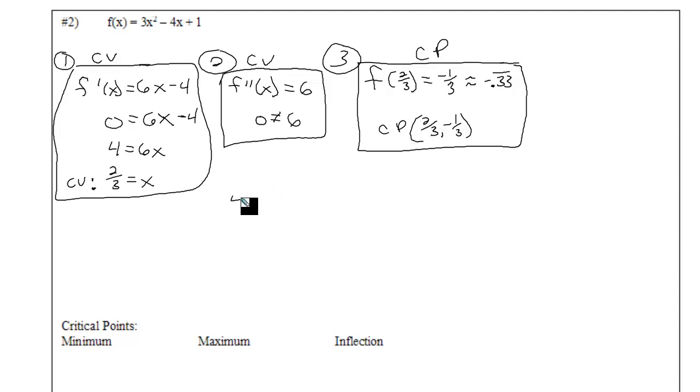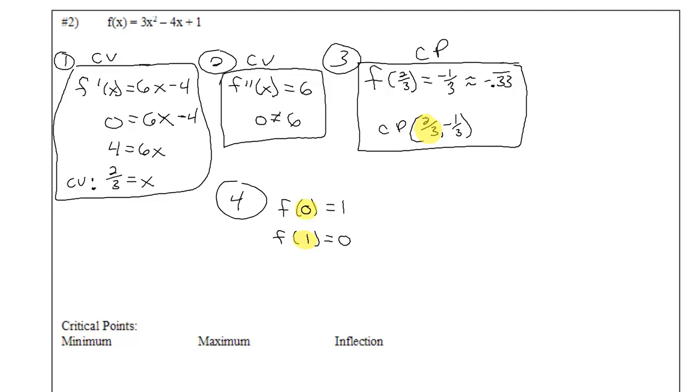Step 4. Decide, is this a minimum, a maximum, or an inflection point? So to decide that, take test points to the left and to the right of our critical value. Our critical value here is 2/3. Pick a number to the left of 2/3, pick a number to the right of 2/3 on a number line. To the left, I could pick 0. If I put that into my original function, it's going to give me a 1. To the right, I could put a 1 in. If I put a 1 in, it's going to give me 3 minus 4, which is negative 1, plus 1 is going to give me 0.